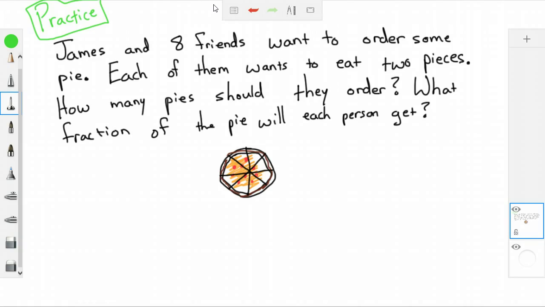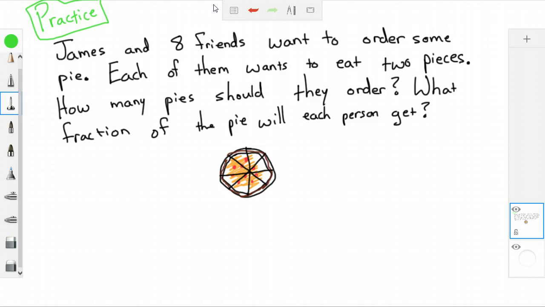Okay, so here we have our practice problem. James and 8 friends want to order some pie. Each of them wants to eat 2 pieces. How many pies should they order? What fraction of the pie will each person get?